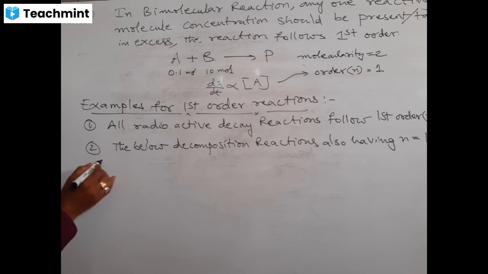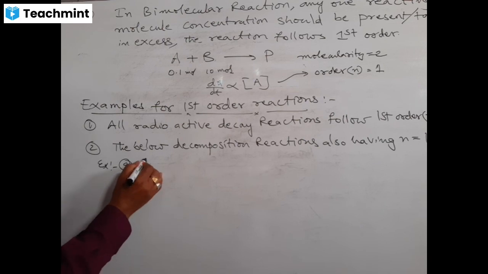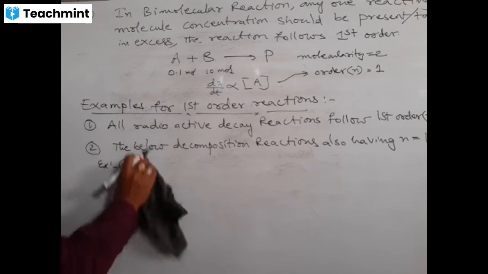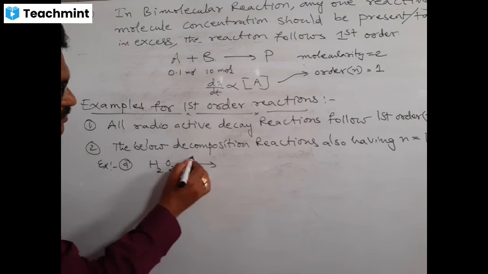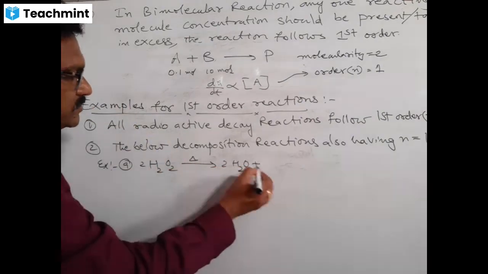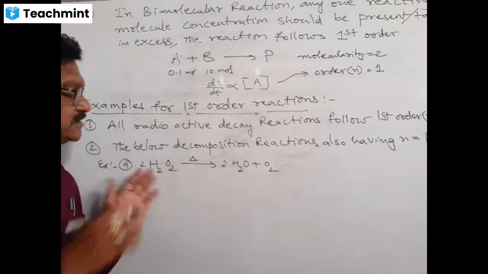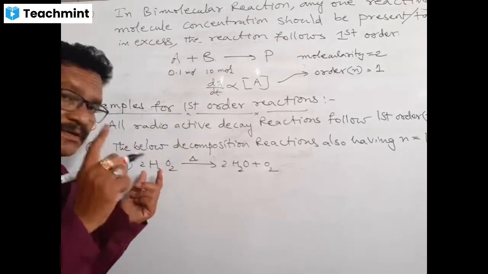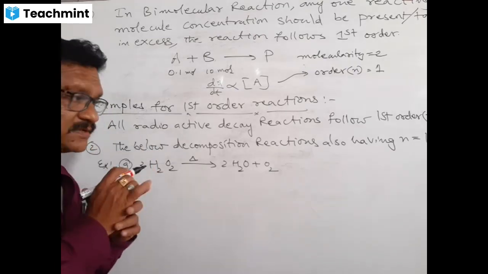Say I give you here examples for decomposition. A, decomposition of hydrogen peroxide. Simply, I want to write only the reaction, no theory. Decomposition of hydrogen peroxide H2O2: 2H2O2 gives 2H2O plus O2. Here also it looks like a bimolecular reaction, but the order depends upon only one hydrogen peroxide molecule, not two hydrogen peroxide molecules.